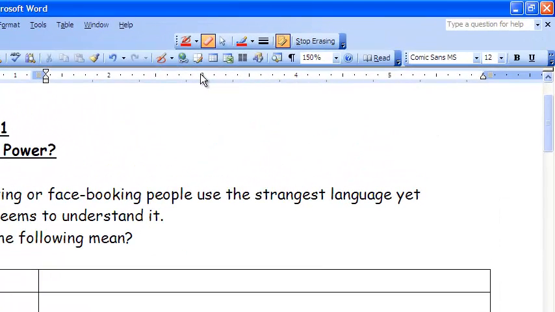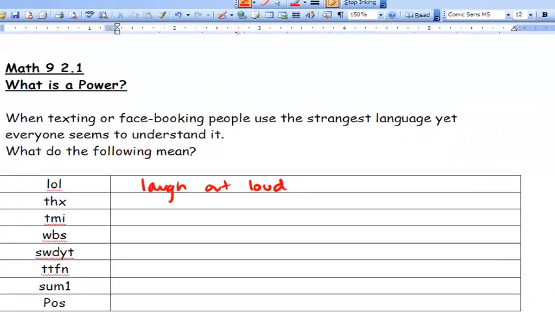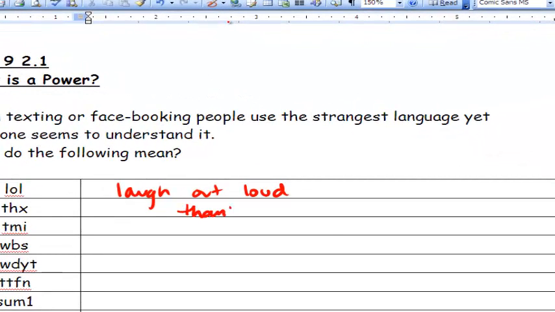Today, what is a power? When texting or Facebooking people, we use the strangest language. Yet, everyone seems to be able to understand it. You guys know what LOL means. We laugh out loud. It is definitely overused. We also know that THX. Well, what is that actually? It doesn't spell anything. Well, it means thanks. And we also have TMI, too much information.